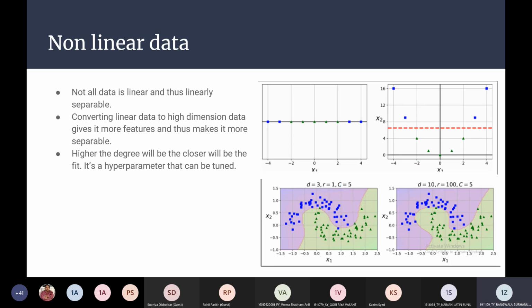And similar to the previous hyperparameter C, you also need to make sure that the degree of the equation is in some sort of Goldilocks zone. Because as you can see over here, the degree of the data is 3. So it's fitting properly, it's nicely generalized. But over here, since the degree is 10, it's fitting really closely. So this might end up overfitting.